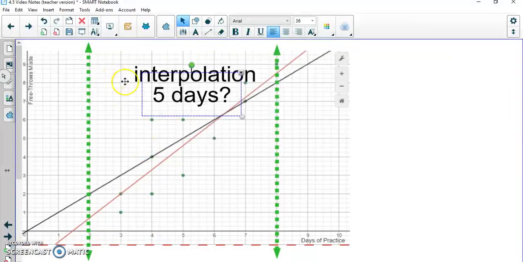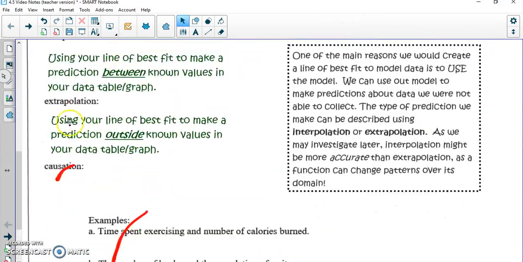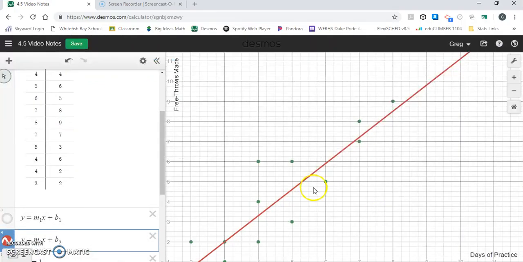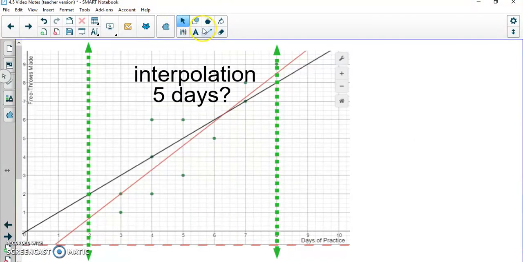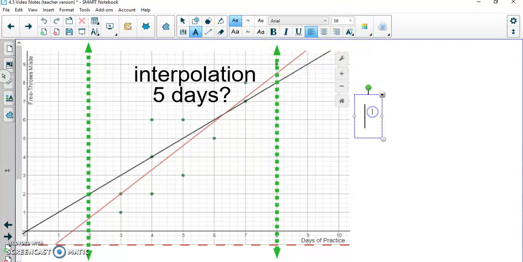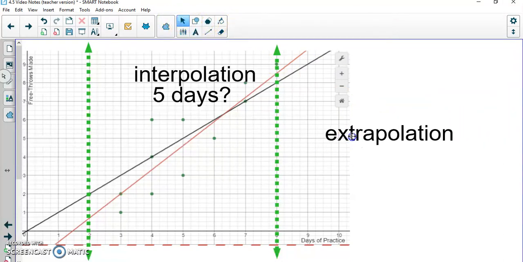Extrapolation is our other word. Extrapolation is using your model to make a prediction outside of the data. So for instance, if I wanted to know my original question, what about 10 days? I don't have any data about 10 days, and that's beyond the data that I've collected. So I'd consider that extrapolation when I make a prediction over here.